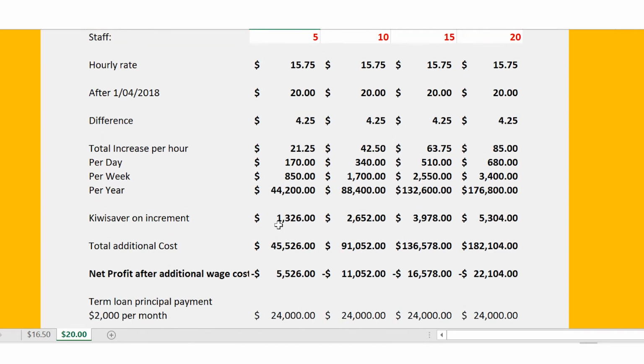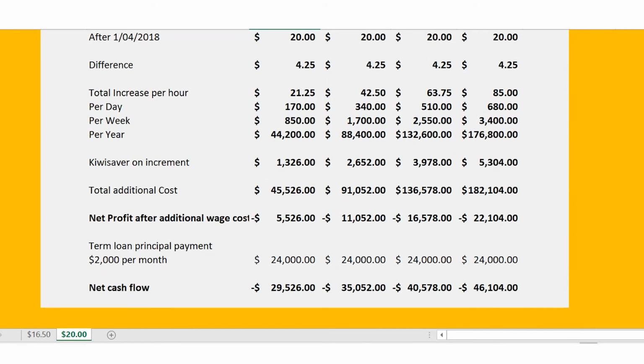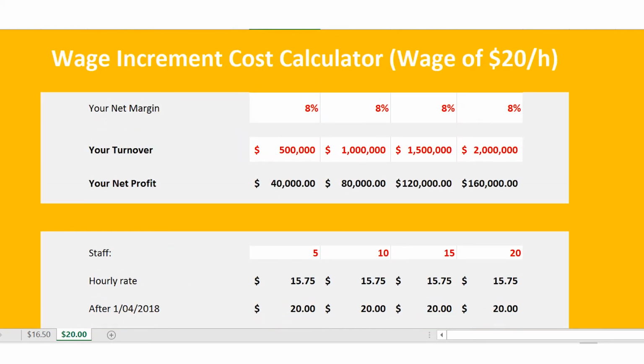So suddenly from a profit situation of $40,000, you're coming to a loss situation of $5,526. So you see the negative figure in front of the number. And if we make the same assumption that you're making a $2,000 principal payment, you will see that you have to top up your loan or come up with the money from somewhere to pay $29,526 from somewhere.